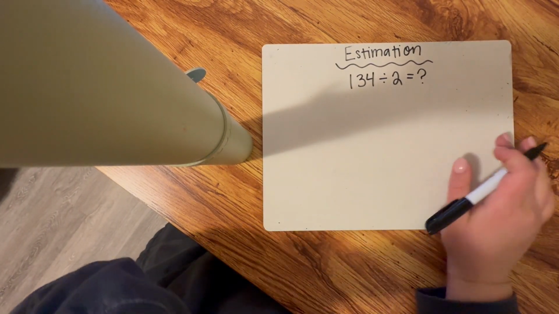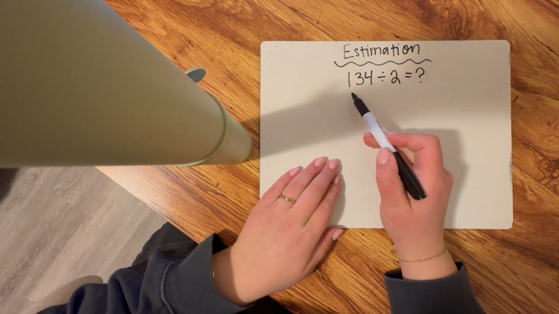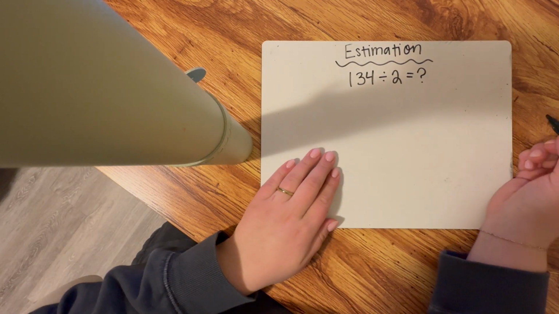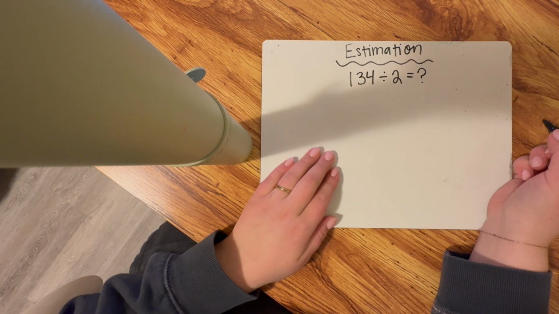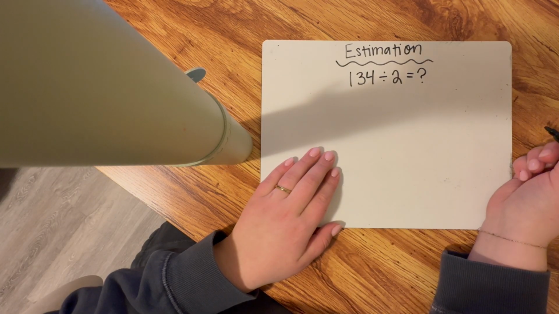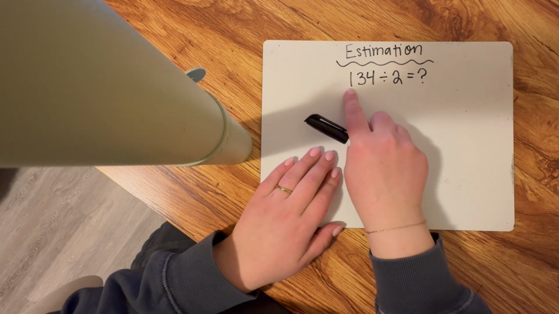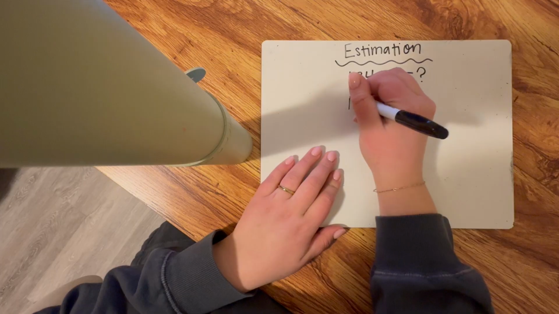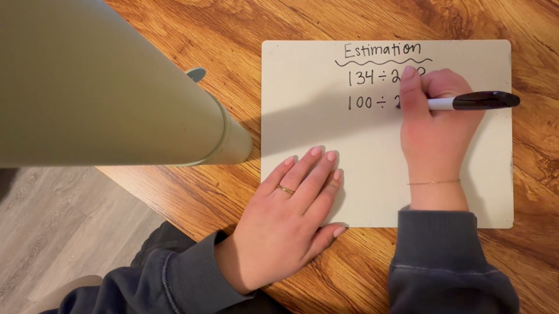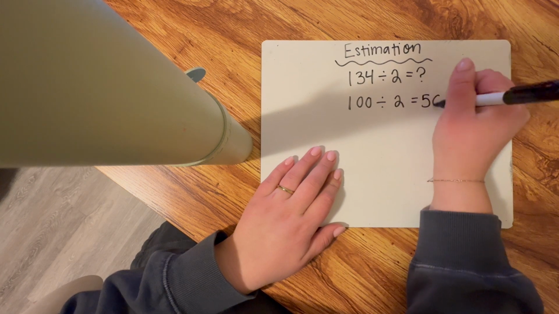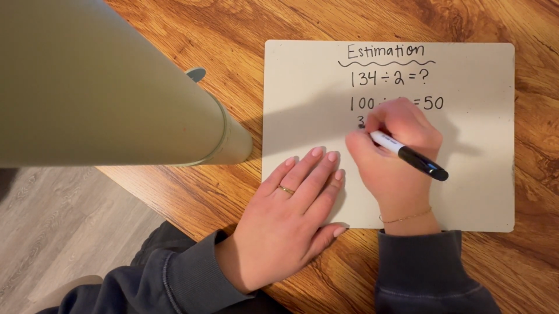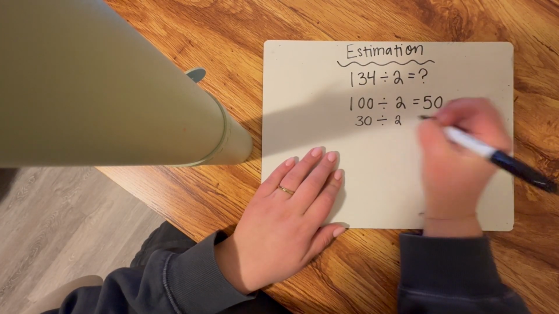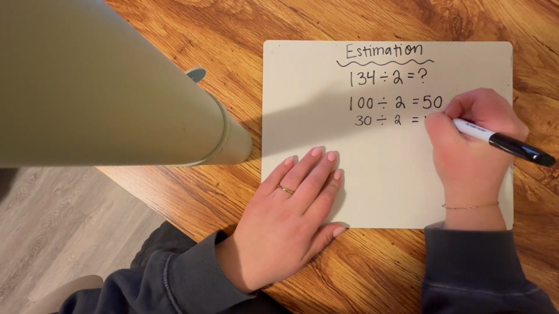Okay, so for my division, I will be doing 134 divided by 2. To begin my estimation, I'm going to start by doing essentially front end by using the first two place values. So 100 divided by 2 is equal to 50. And 30, which is that second place value in the tens place, divided by 2 equals 15.